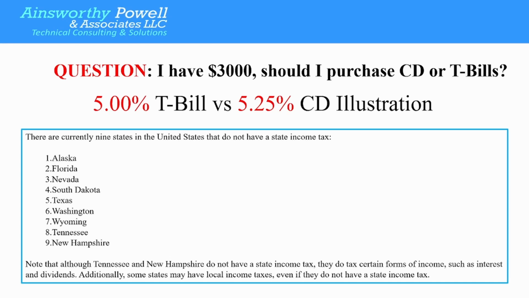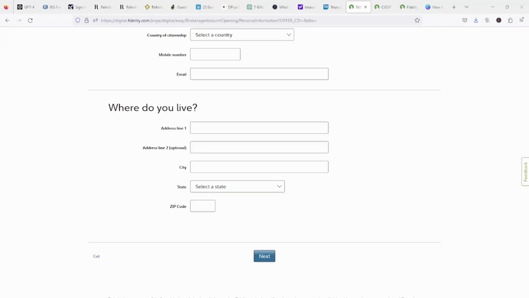I'm in Texas, and so what that means, if I'm in Texas and I'm purchasing CDs, I don't have to pay any state income tax because Texas does not have state income tax. If I'm in New York, however, then yes, I would have to pay federal and state income tax. Right? So that is the reason why we want to pay attention to the state here.